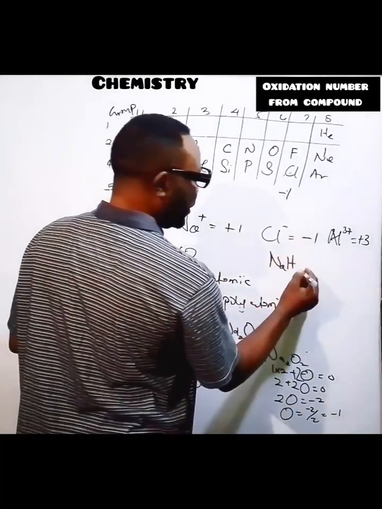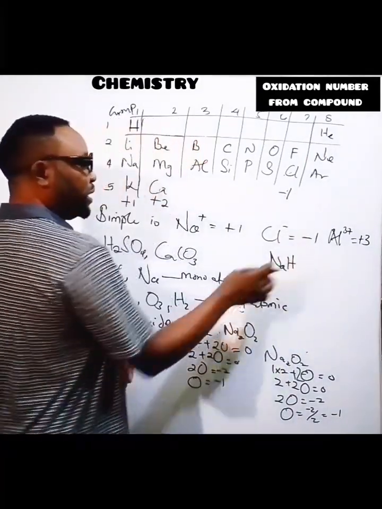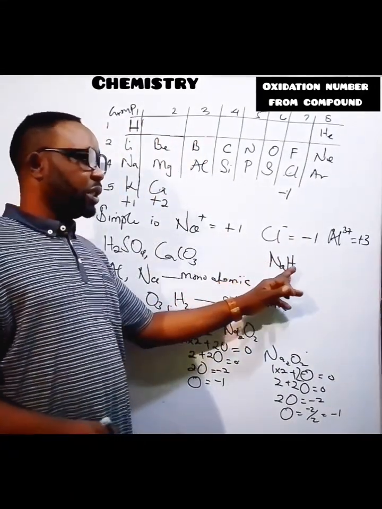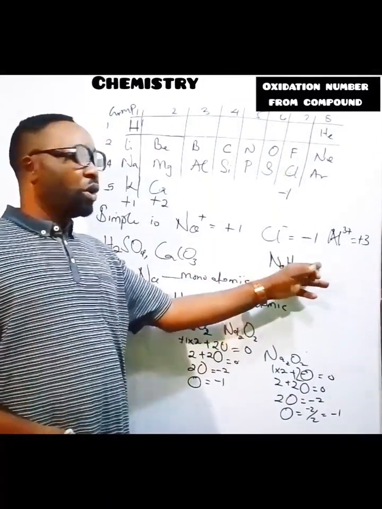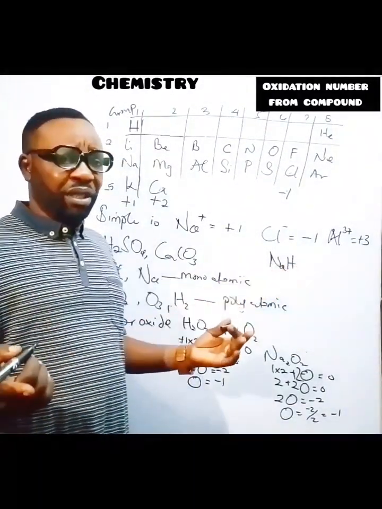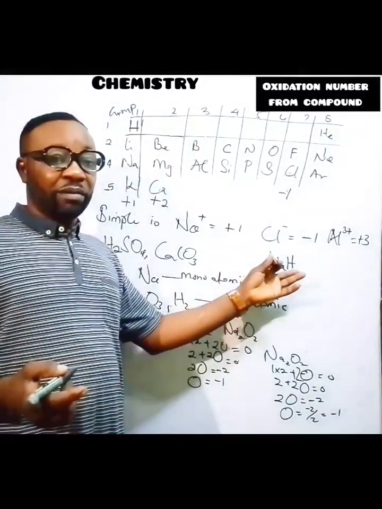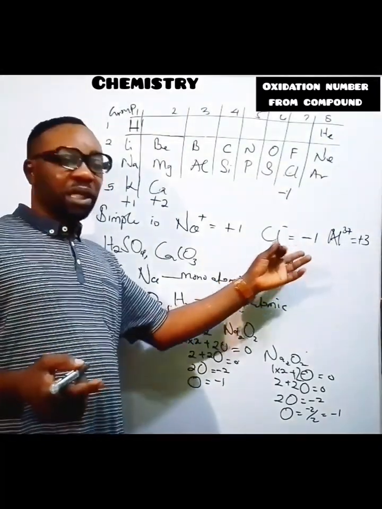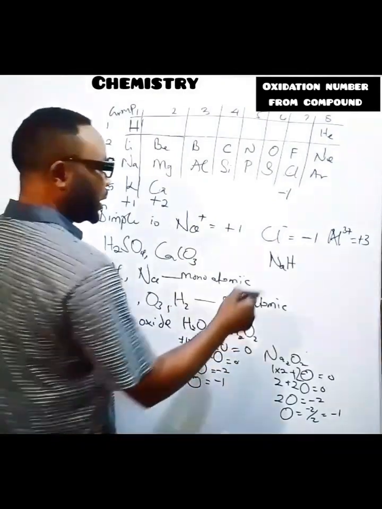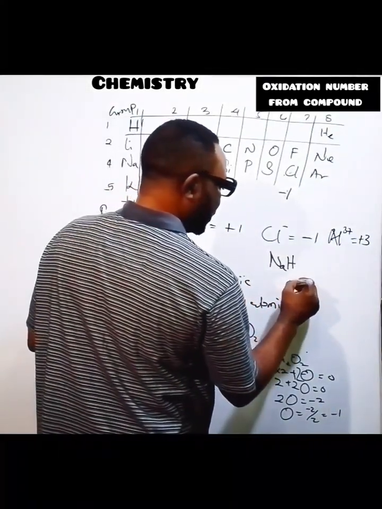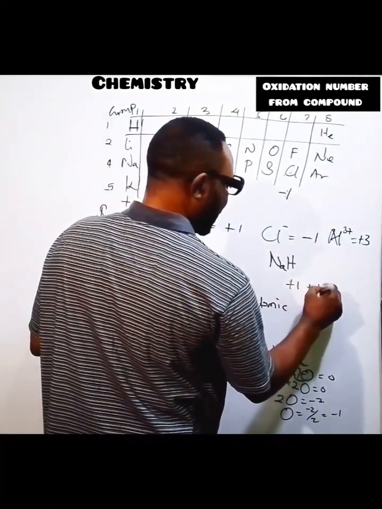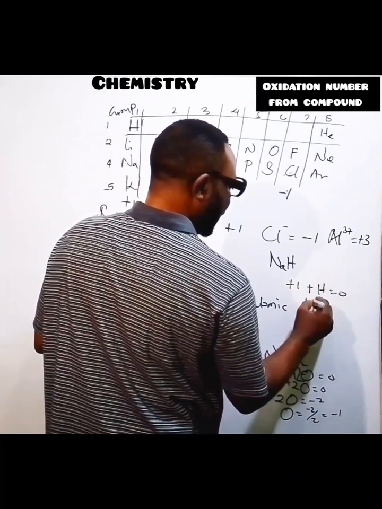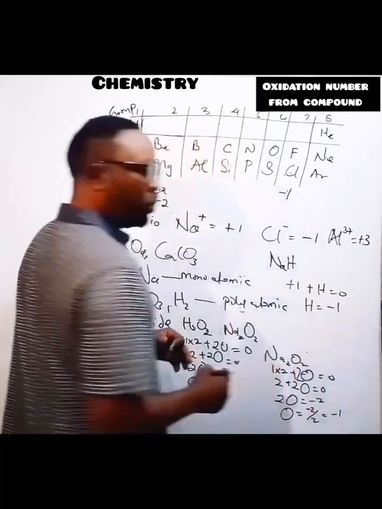So let's check the oxidation number of hydrogen. Don't forget that if I add these two oxidation numbers together, it will be equal to 0. The first reason is that this is a compound, and the second is that there is no charge on it. So I can now say that Na, +1, plus H is equal to 0. H will be equal to minus 1.